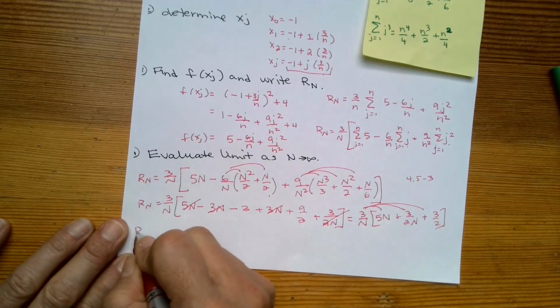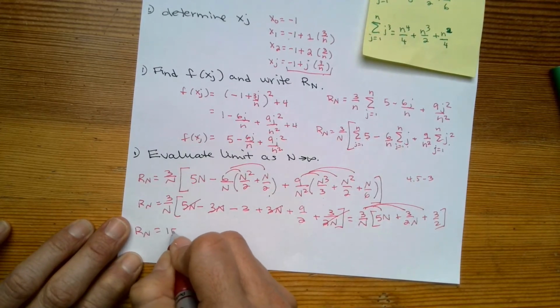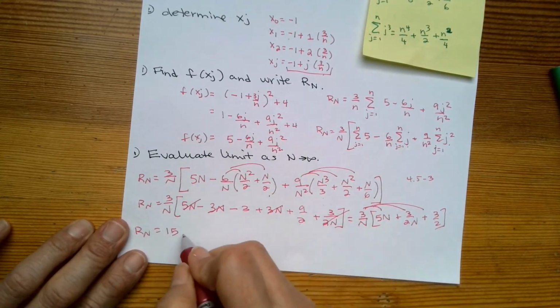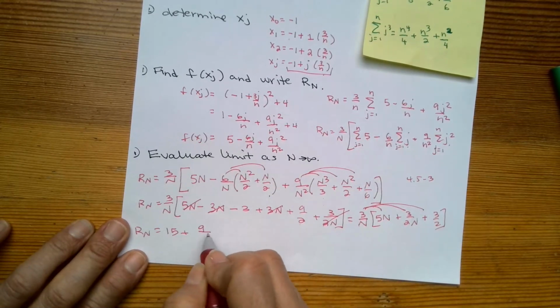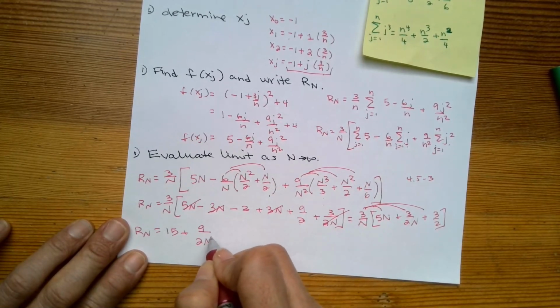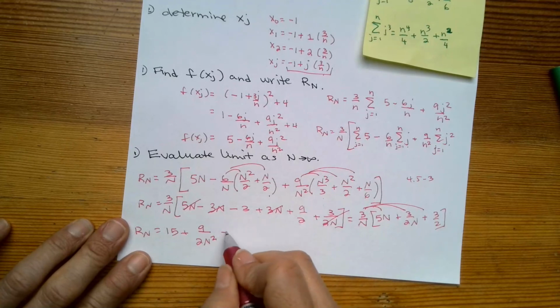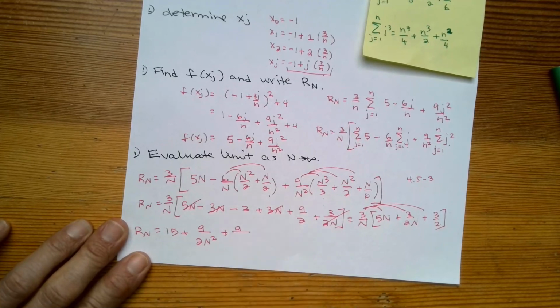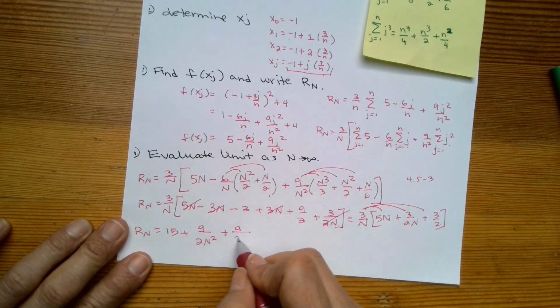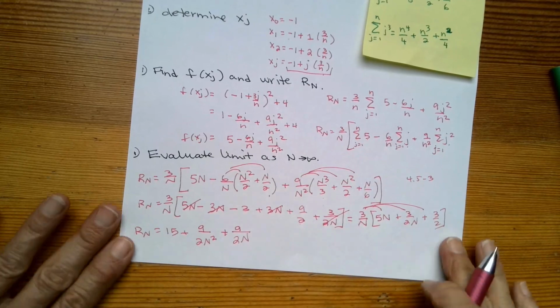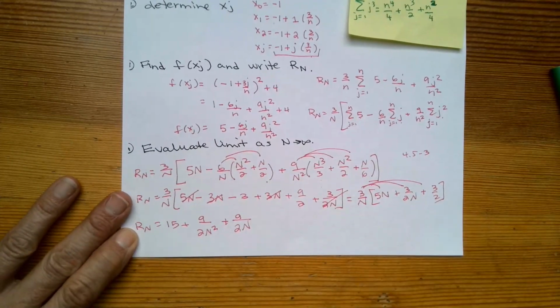So we get R sub n equals 15 plus 9 over 2n squared plus 9 over 2n. Oh my gosh, thank goodness we're done with the algebra part. Let's get back to calculus.